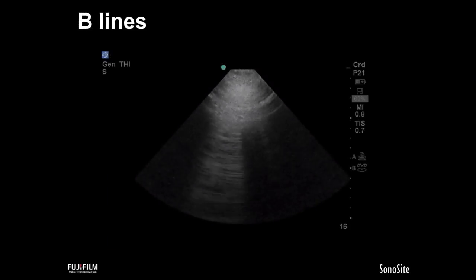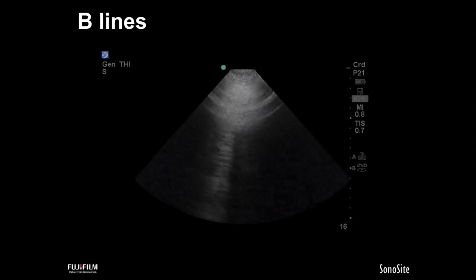In contrast, B lines, here's an example of B lines. These are downwardly emanating artifacts from the pleural line that go all the way down to the bottom of the screen, and these emanate kind of horizontally. I think that they look like flashlights shining through water. And when we see 1 or 2 of these, it's no big deal, it's considered normal.